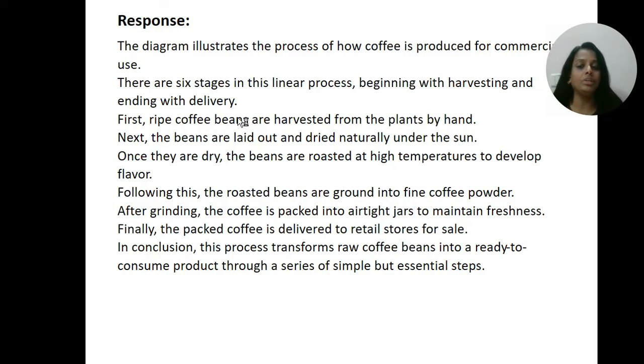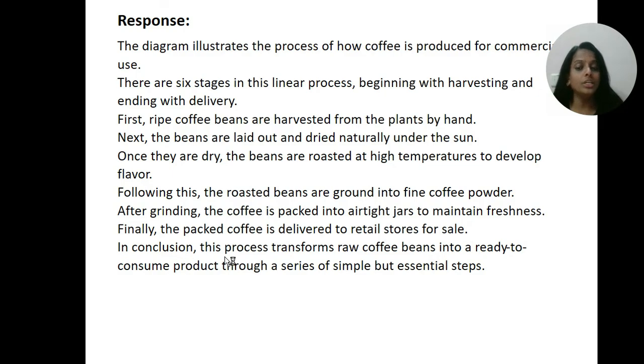First, ripe coffee beans are harvested from the plants by hand. Next, the beans are laid out and dried naturally under the sun. Once they dry, the beans are roasted at high temperatures to develop flavor. Following this, the roasted beans are ground into fine coffee powder. After grinding, the coffee is packed into airtight jars to maintain freshness. Finally, the packed coffee is delivered to retail stores for sale.